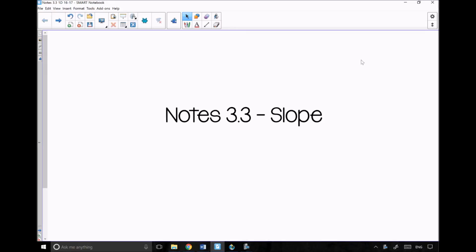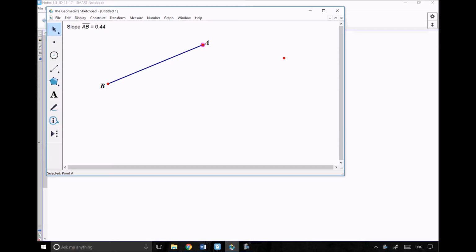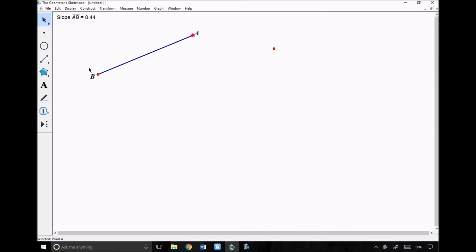But before we move on, I just want to show you guys something that would happen in this geometry program, so you can get an understanding of what slope really means. So if you take a look at what we have in front of us right here, I have a line and I measured the slope. It says the slope of AB is 0.44, it's 44 hundredths.